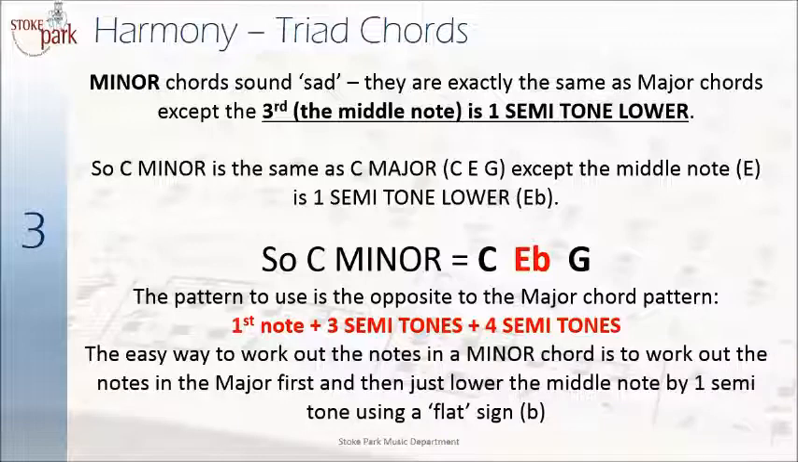But the easy way to work out the notes in the minor chord is just to work out what the notes in the major chord are first, and then just lower the middle note by one semitone. So you use the flat sign, the small b.